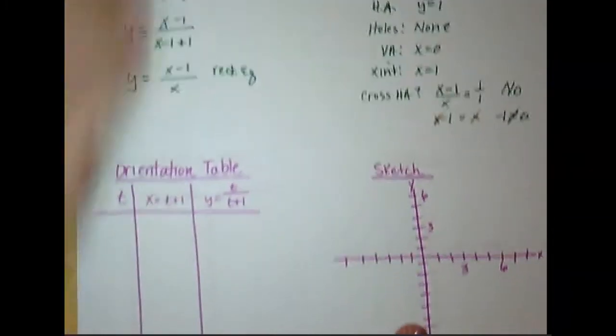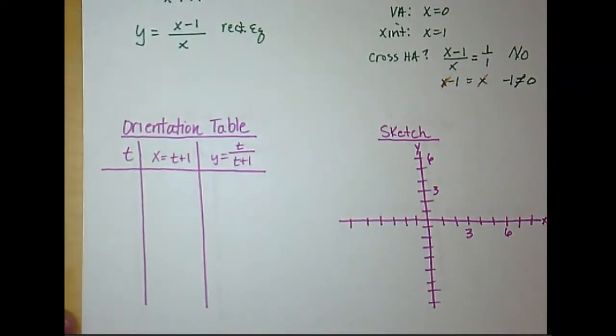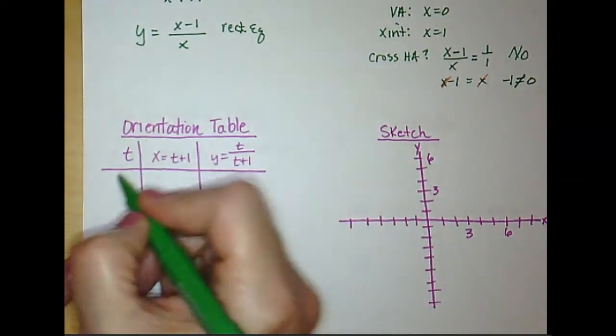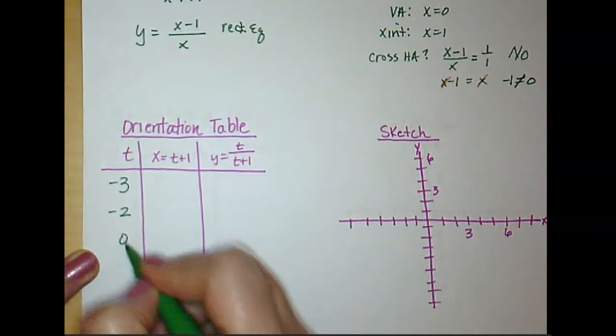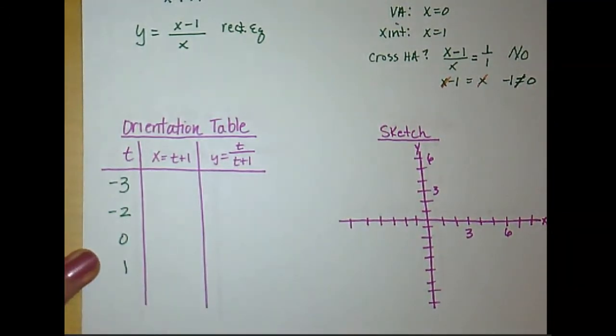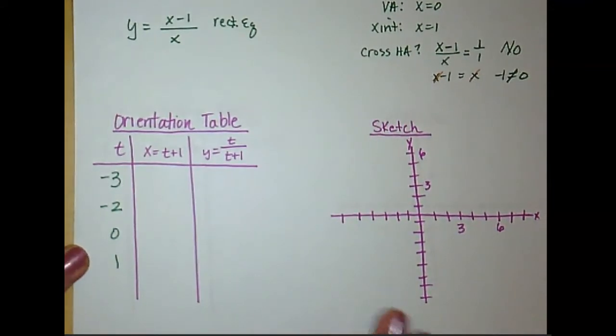Okay, so down to the orientation table we go. It didn't tell us what time, so we really need to come up with some things that might be reasonable. So we need some negative, we need 0, we need a positive. So I'm going to do -3, -2, 0, and 1. Because even though I have two branches, on a rational function I need to show the orientation on both branches.